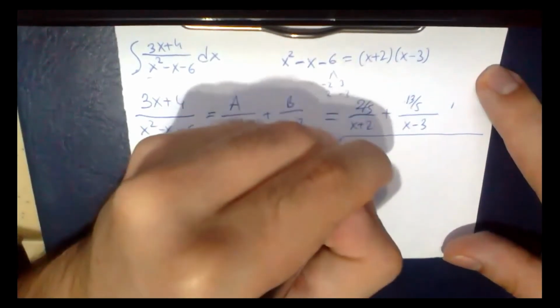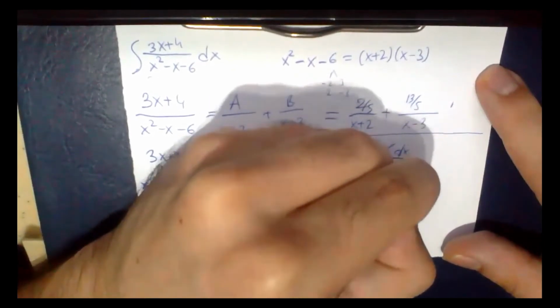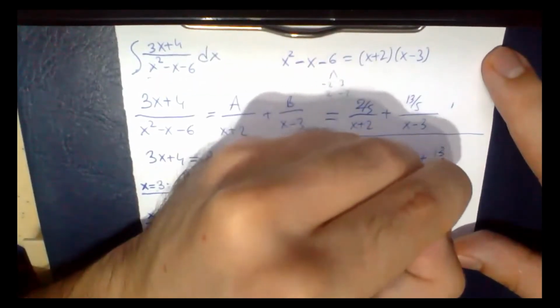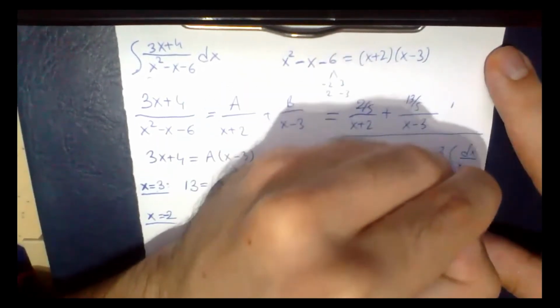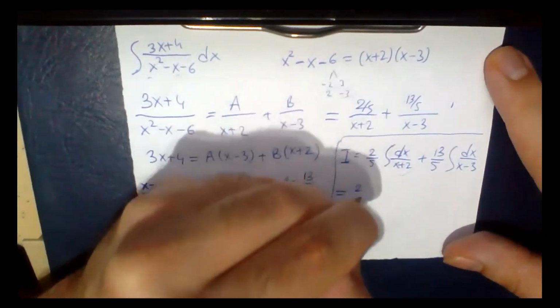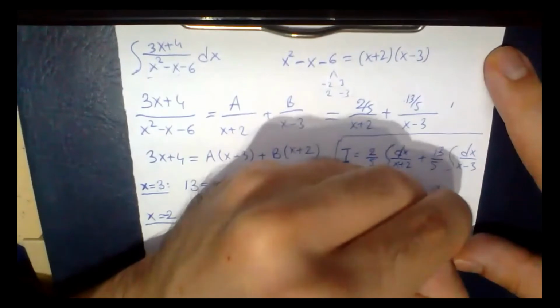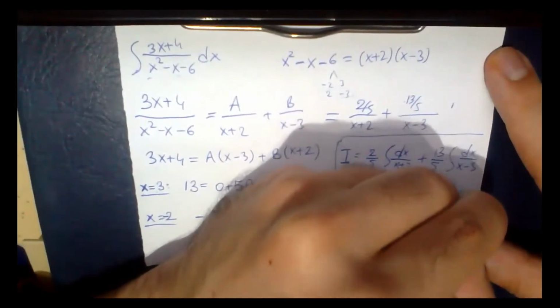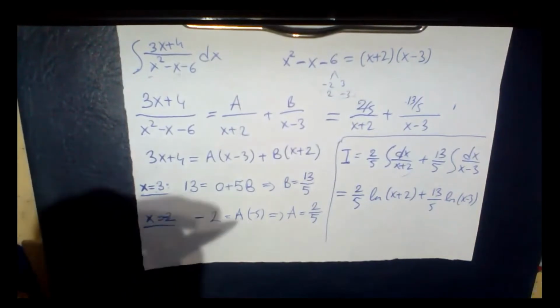So the integral will become 2 over 5 times the integral of 1 over x plus 2, plus 13 over 5 times the integral of 1 over x minus 3. Hence, when we take their integral, we will have 2 over 5 times ln|x plus 2| plus 13 over 5 times ln|x minus 3|. Then we plug them in their places.